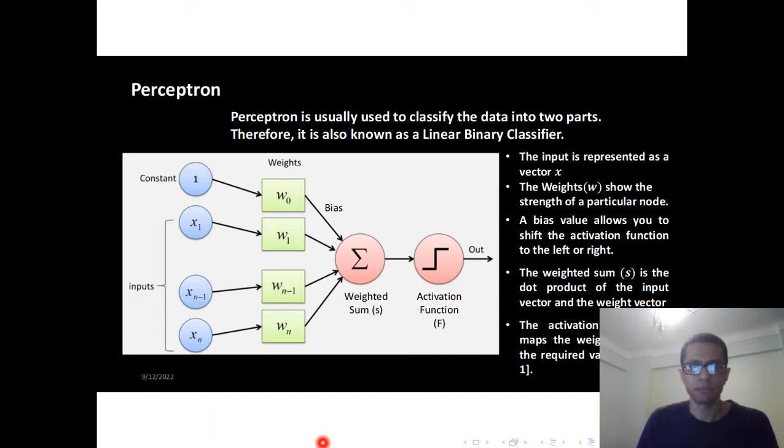A weighted sum, denoted by S, is obtained by multiplying the input values by the corresponding weight vectors and then summing them together. It is the dot product of the input and weight vectors. The activation function f maps the weighted sum to the required output values. For example, the output can be in the range of 0 and 1.